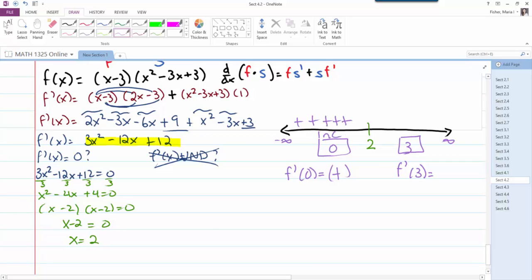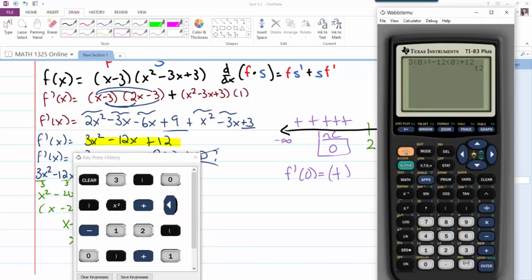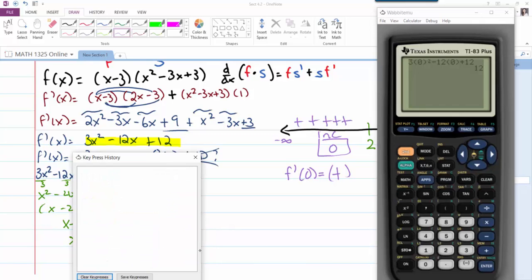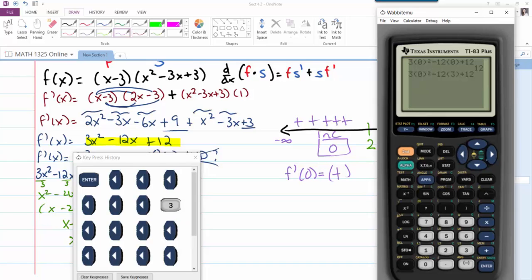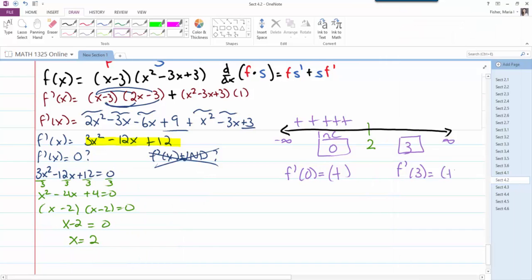And then plug in a 3. So again, I'm just going to hit second and then enter, and then change all my zeros into 3s. And I get the answer of 3. Well, 3 is also a positive number, so I know that in that interval I am also increasing.